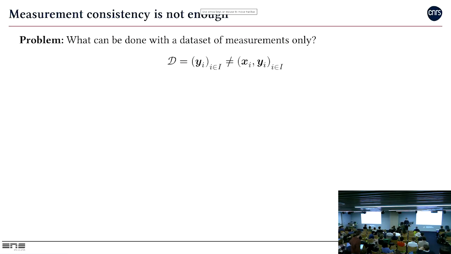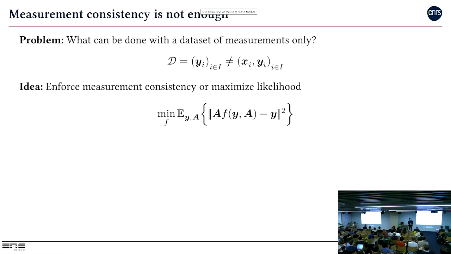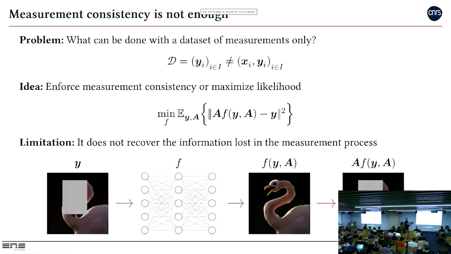So it's a data set of measurements. So what can we do? The most naive thing we can ever try is to say, okay, we're going to maximize the likelihood, or try to make the network measurement consistent. So we're going to take our measurement, pass it through the network, and it's going to give us something. We're going to compute the associated clean measurement in the measurement space and compute the loss between the two of them.